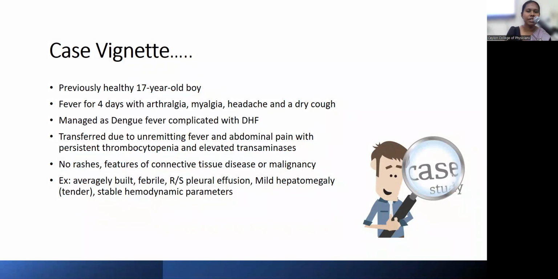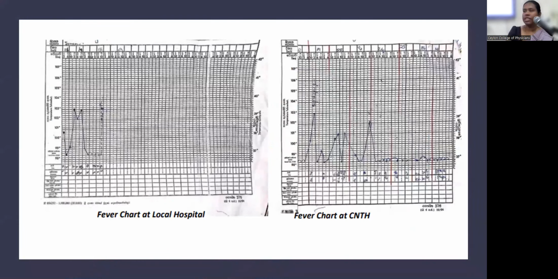In history, the patient did not have any rashes apart from this acute febrile illness, and no features of any connective tissue disease or malignancy. Upon examination, he was averagely built and had very high spiking fevers. Respiratory examination revealed a right-sided pleural effusion, and there was a mild, tender hepatomegaly. The other hemodynamic parameters were very stable. This was the fever chart. I have shown the fever chart at the local hospital and the one we maintained at our ward. Both show very high spiking and distressing fevers.